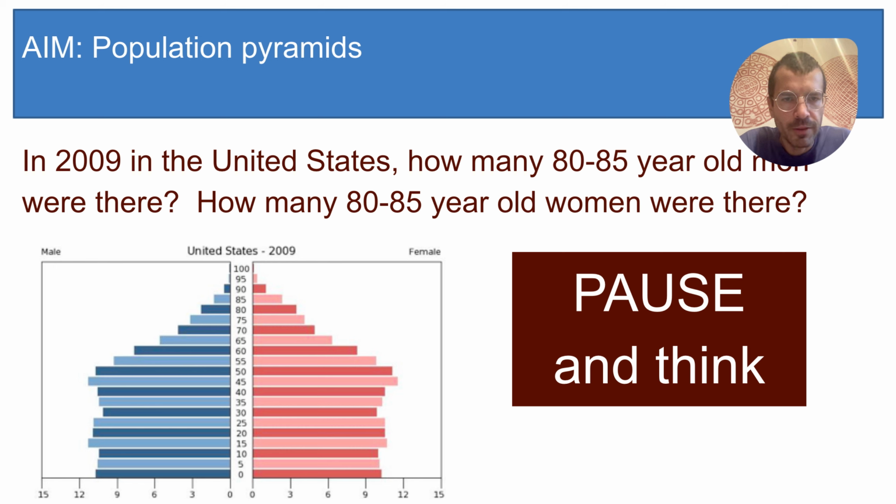Okay, pause the video and think about this question. In 2009, in the US, how many 80 to 85-year-old men were there and how many 80 to 85-year-old women were there? Take a look. If you said about 3 million, you were correct. Here we are at our 85 bracket, and we see that there's a little bit less than 3 million men and a little bit more than 3 million women in that age bracket.